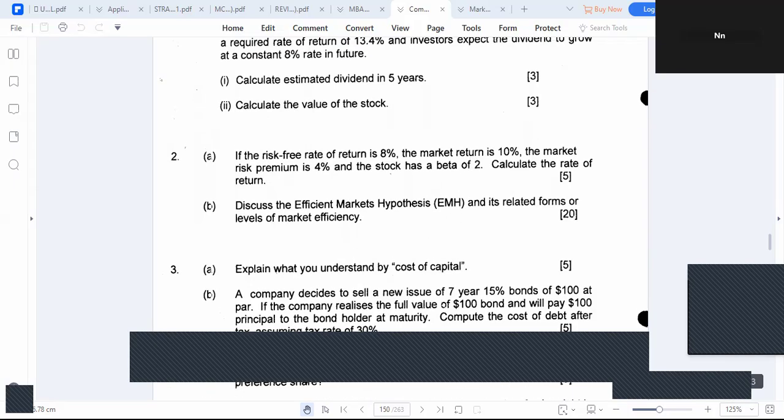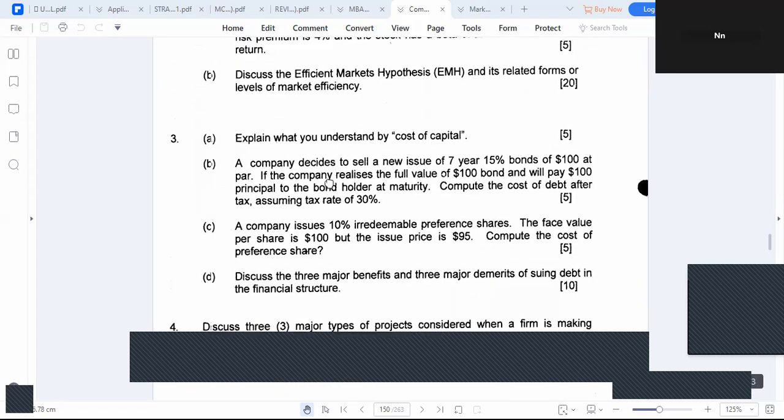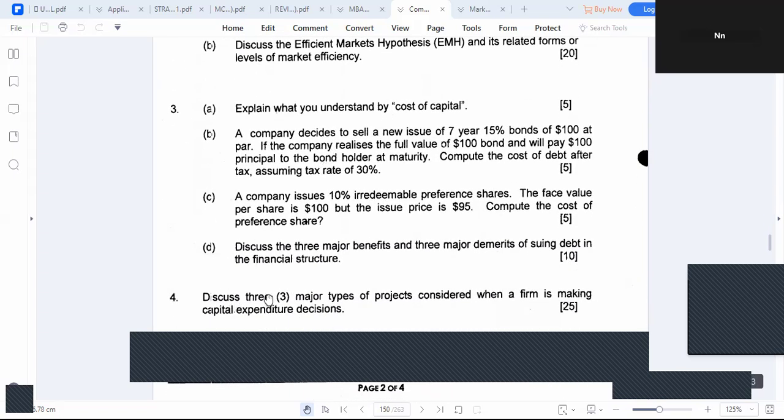Okay. So, good. Question number 4: discuss any 3 major types of projects considered when a firm is making expenditure decisions. What 3 major types of projects are considered when a firm is trying to make a major expenditure decision?